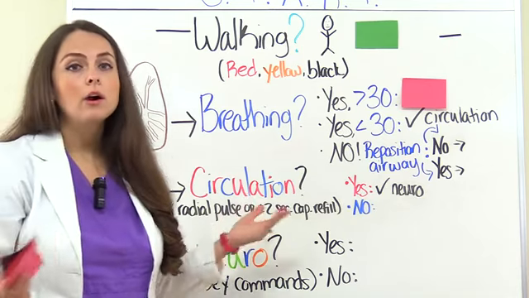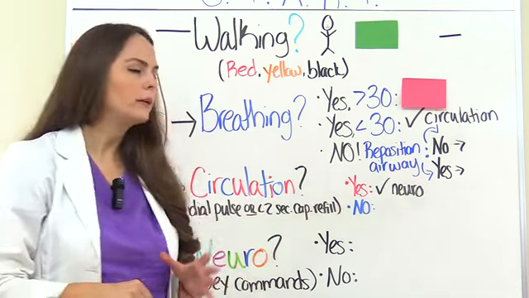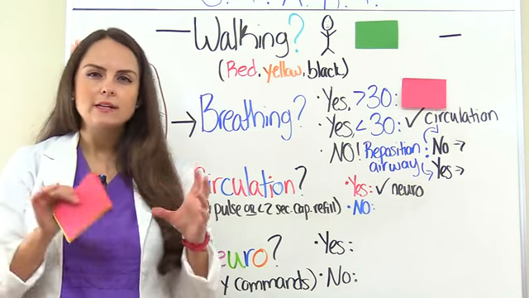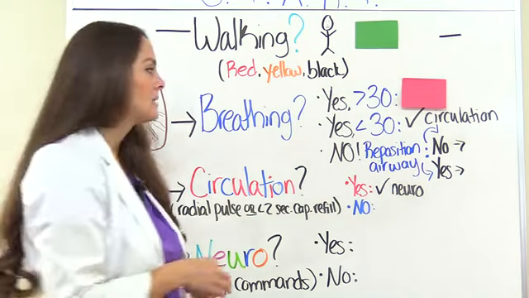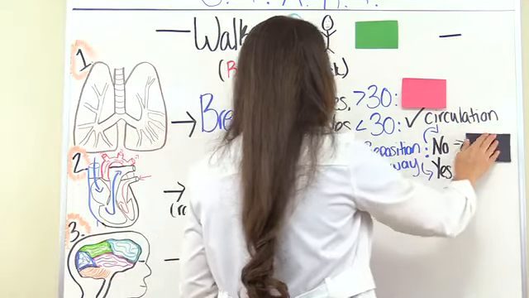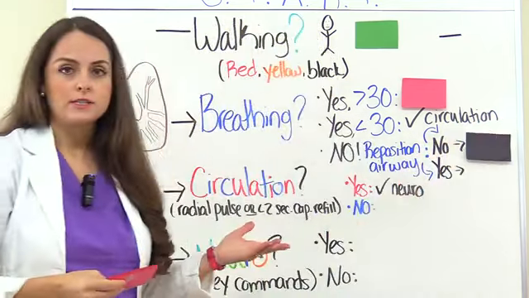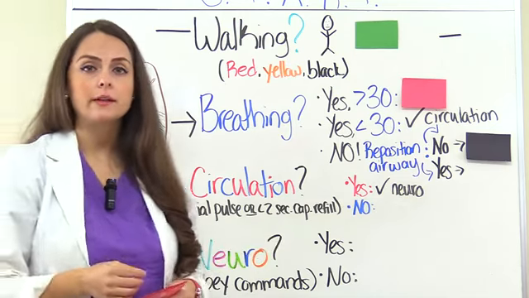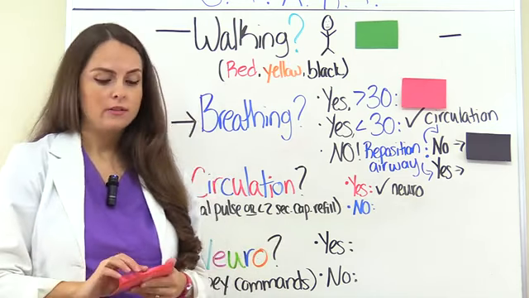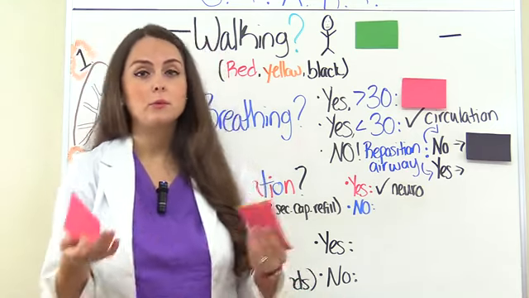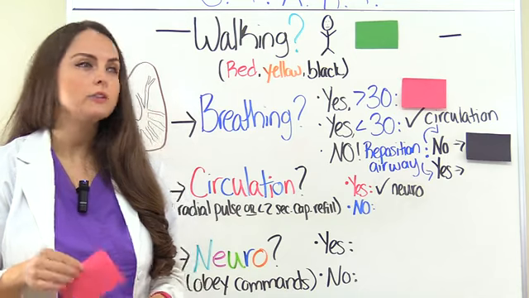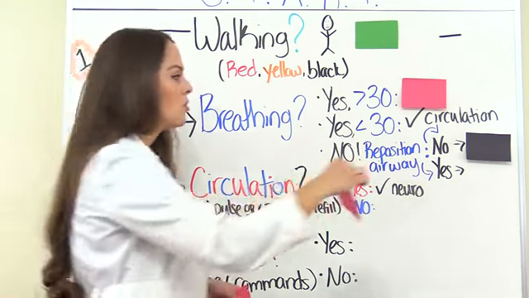But let's say they're not breathing. What you want to do is quickly reposition that airway and reassess if they're breathing. If they're not, they are going to be tagged black. But let's say, reposition that airway, they do start breathing. They have spontaneous breaths. Well, this tells us this patient isn't doing good. They're only breathing because we repositioned their airway, so they do need immediate treatment. So they're going to be tagged red.